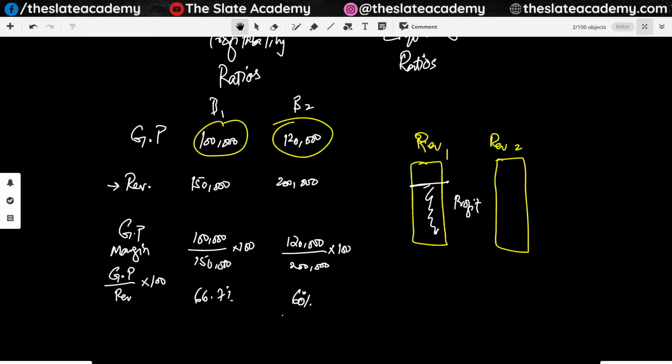So operating profit over revenue into 100. Acha ji, operating profit over revenue into 100. For the same businesses, we had the figures of gross profit and revenue. Let's also introduce the figures of operating profit for these two businesses. Operating profit for the first one, let's say, was 80,000, and for the second one, it was 100,000.